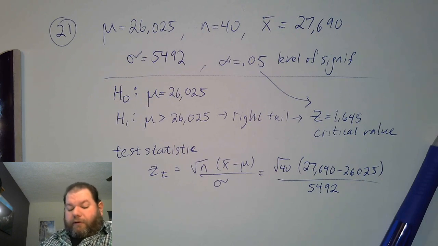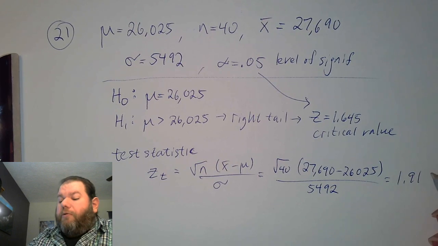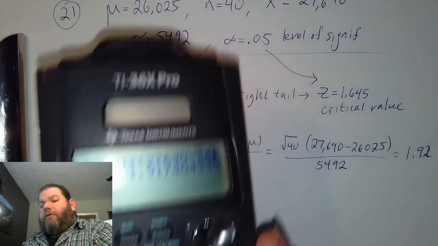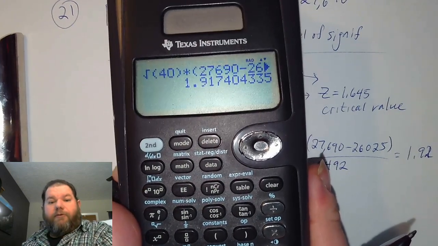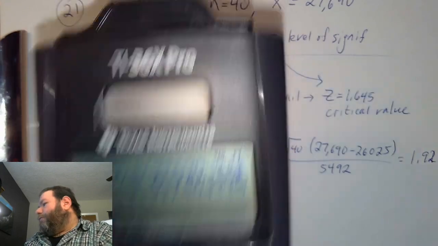Let's see. So root 40 times, and then we subtract. And then we divide by 5,492. So we get ZT is 1.91 or 1.92. It's 1.917, but remember Z-scores we round to 2 decimal places. So we'll say 1.92.